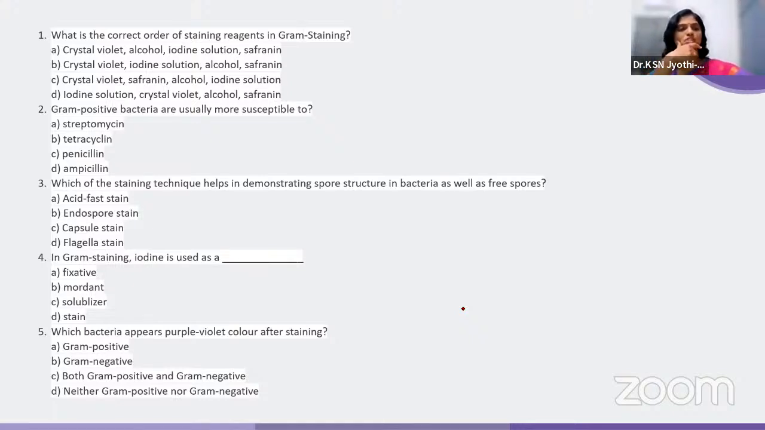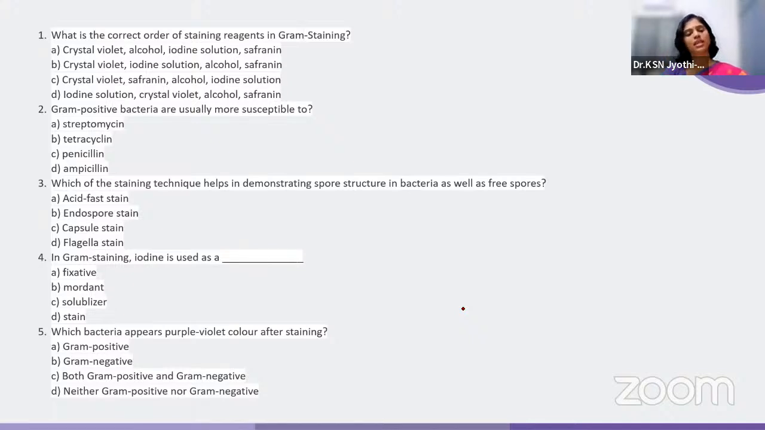Now you will get questions like which of these staining techniques helps in demonstrating the spore structure in bacteria as well as free spores. Remember, I told you there are specific techniques like endospore staining exclusively used for detecting bacteria that have an ability to produce spores. What is the role of iodine in gram staining? I said what is a primary stain, what is a mordant, what is a secondary stain.